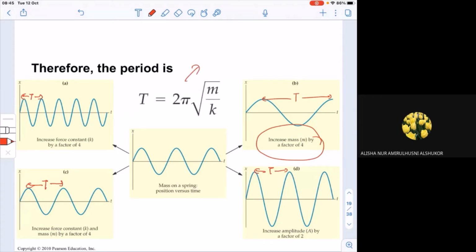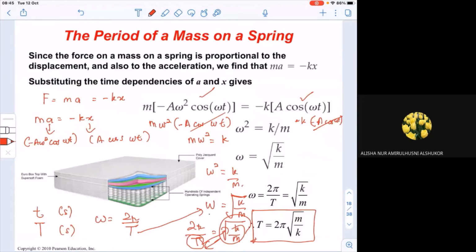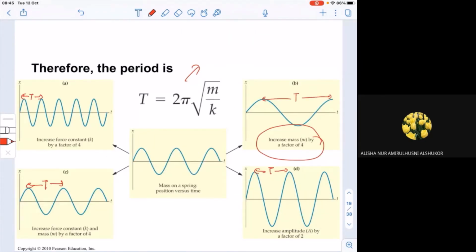So that means you should at least know the relationship between all the parameters. It's easier if you square all the values, on the left side and the right side. So you will get T squared equivalent to 4 pi squared m over k. From this part, you will know whatever happens to the m. Let's say you increase m by 2, what will happen to the T? What will happen to the k? That's how you determine whether that value will increase or decrease.